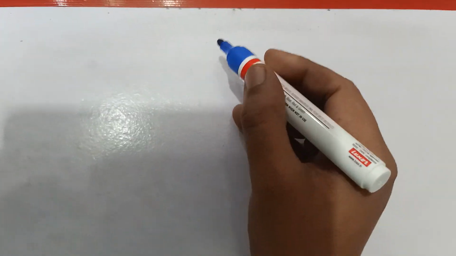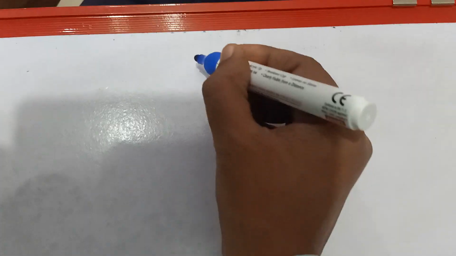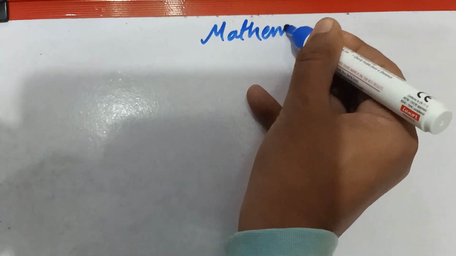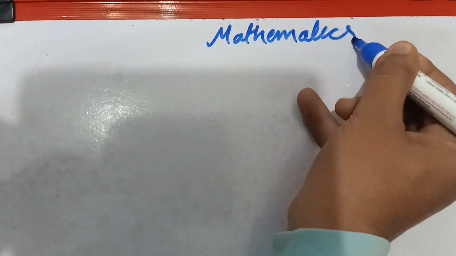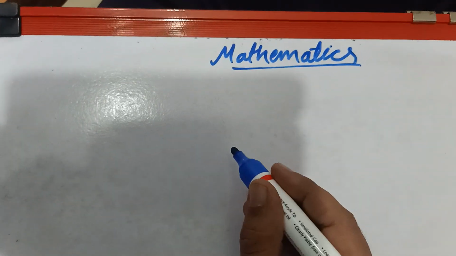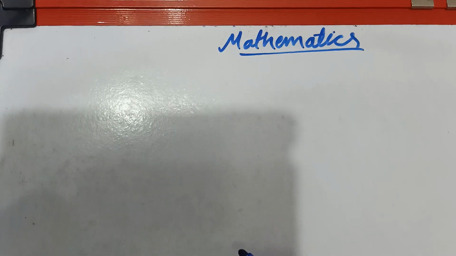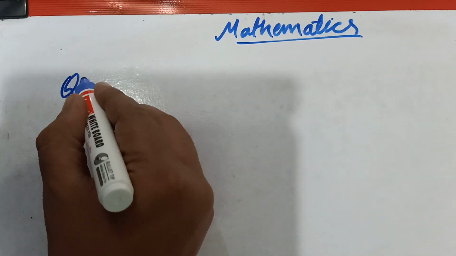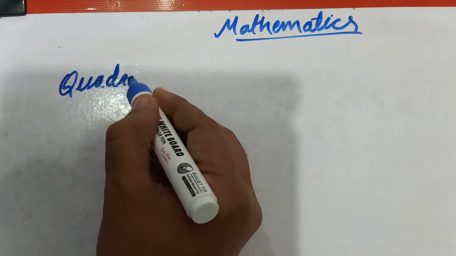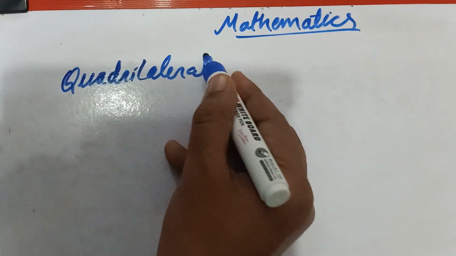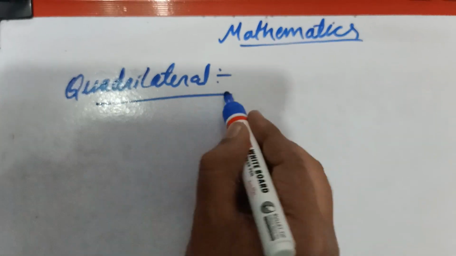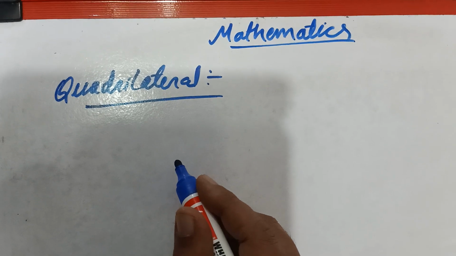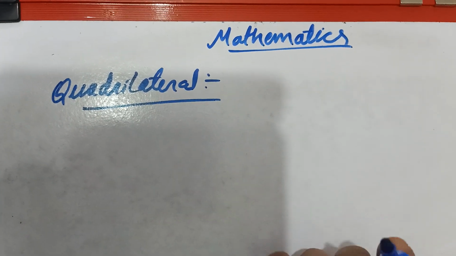Good evening, students. The next chapter which we are starting in mathematics is quadrilaterals. Let's have a little conversation for the basics of quadrilaterals. So the first question: what are quadrilaterals? What are the things called quadrilaterals?